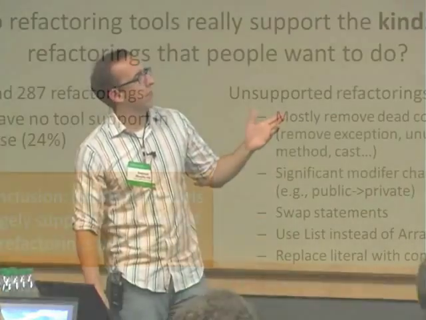There's an extract constant refactoring, but if there's already a constant that exists and you've got an identical literal in your program, Eclipse at least can't make that replacement for you. You can only do sort of a greenfield extract constant. So those were some of the unsupported refactorings, but there weren't many.